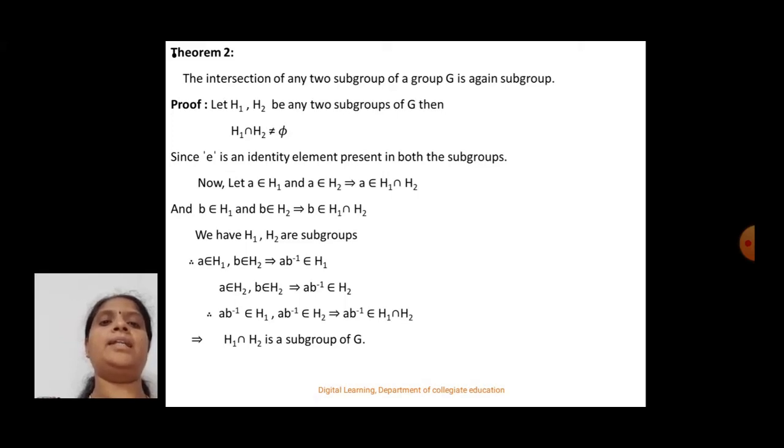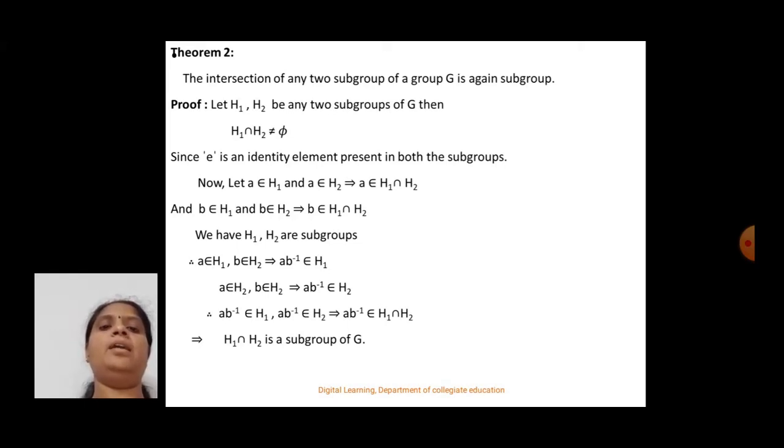Then again take another element b. b belongs to H1 and b belongs to H2. Therefore, b belongs to H1 intersection H2. Remember that the two elements we are considering, a and b, belong to H1 intersection H2. So we have H1 and H2 as subgroups. Therefore, a belongs to H1 and b belongs to H1, which implies a b inverse belongs to H1.